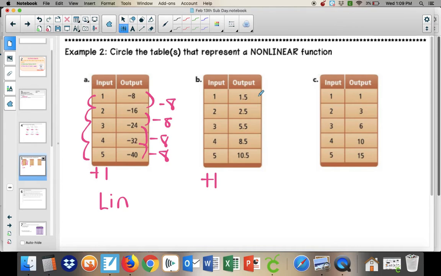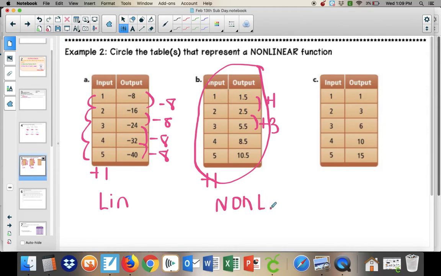All right, on the second one, your inputs are going up by 1. Now your output, 1.5 to 2.5 is increasing by 1. There you go. Is increasing by 1. From 2.5 to 5.5, it is increasing by 3. Well, right away, are those the same values? They are not. We want to have them constant. So this is actually a nonlinear table.